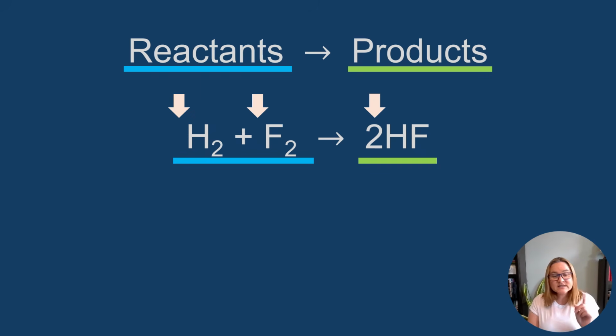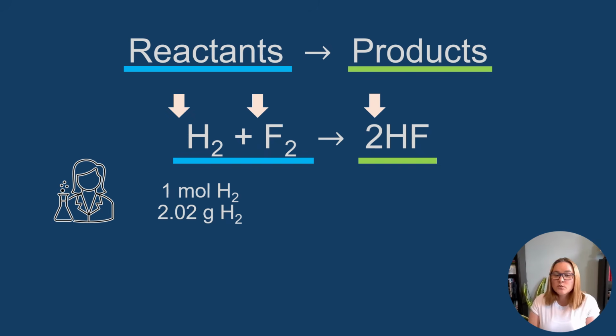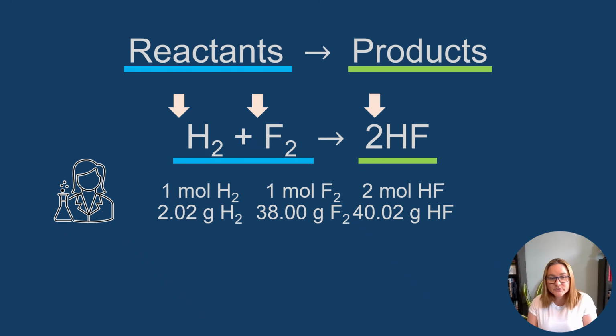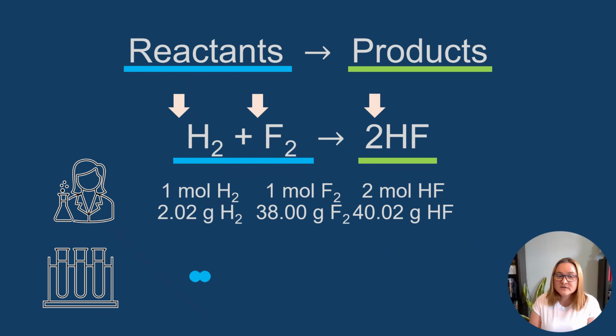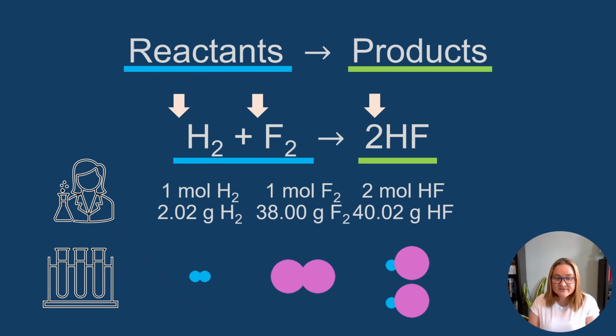Maybe the chemist is running this reaction on the mole scale, so they measure exactly 1 mole of H2, which will have a mass of 2.02 grams based on the molar mass from the periodic table. And then they measure exactly 1 mole, or 38 grams of F2. They mix that, and they should expect to recover 2 moles of HF, which would have a mass of 40.02 grams. The reaction itself would occur on the nanoscale, where 1 molecule of H2 would come together with 1 molecule of F2 to form 2 molecules of HF. The simple, balanced equation tells both versions of this story pretty well.